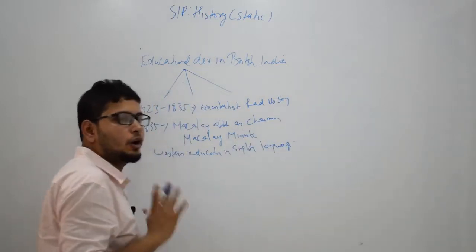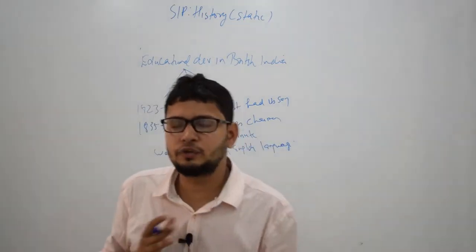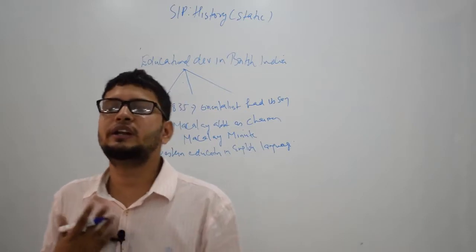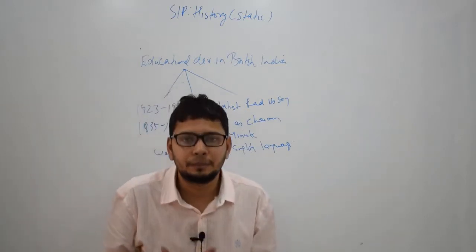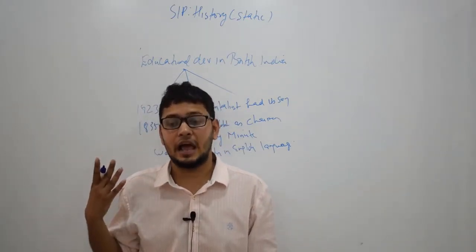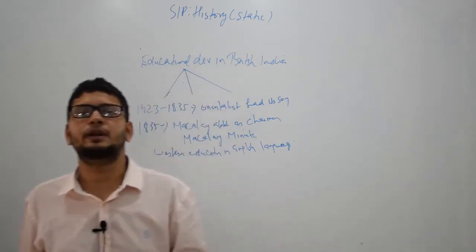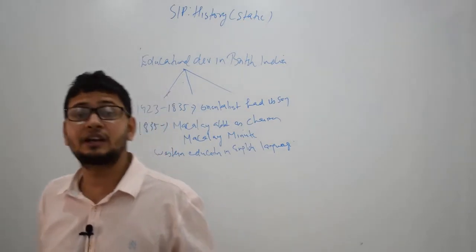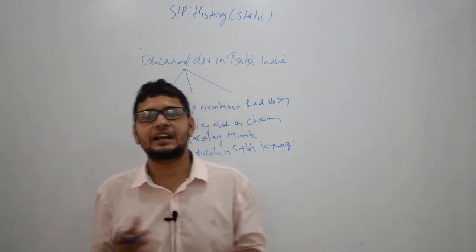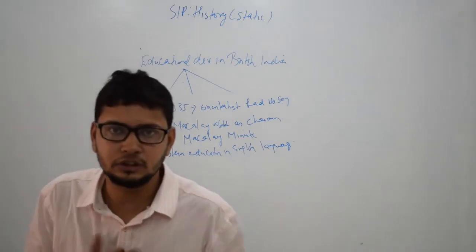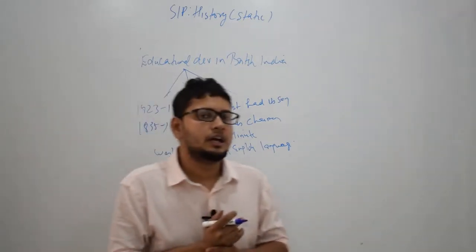So Macaulay wanted to create what we call brown sahibs, who were Indians in color but British in taste, in habits, in dressing and in language, because he thought that these people would have contempt for everything Indian, and they would be the biggest allies, or the biggest supporters, of British imperialism.